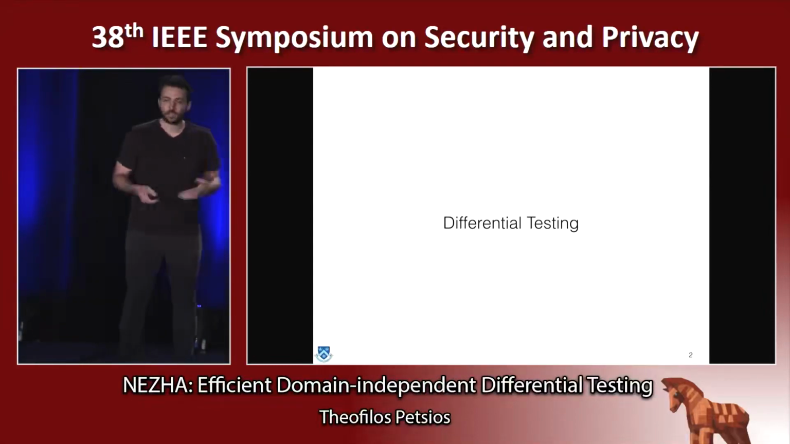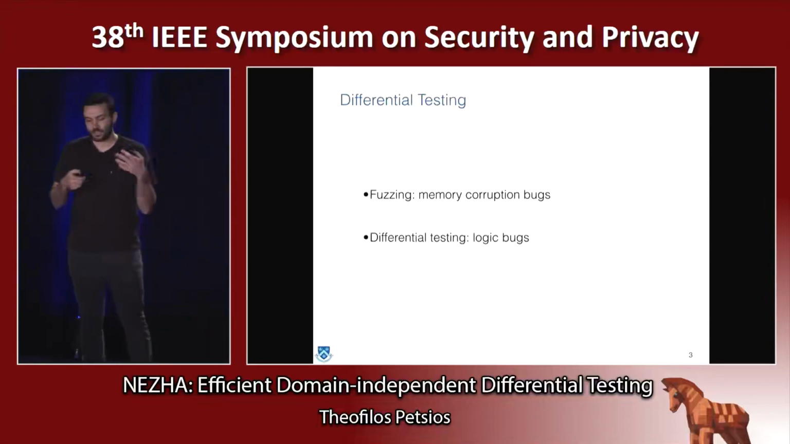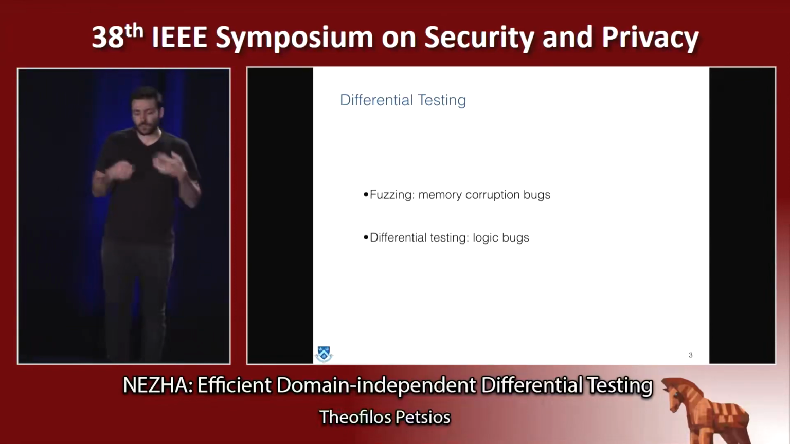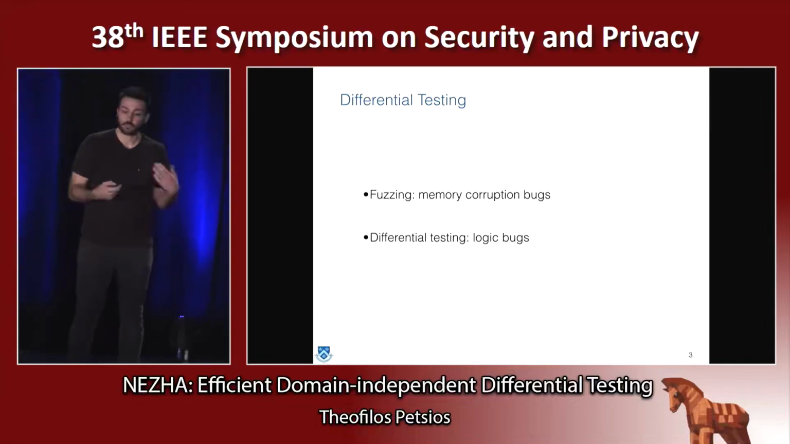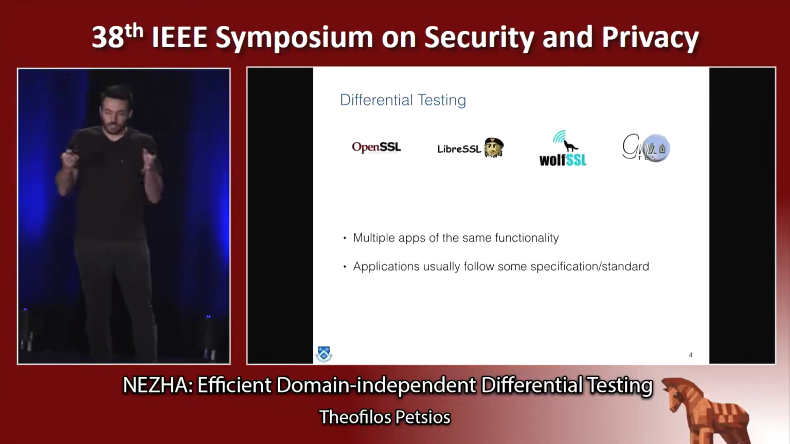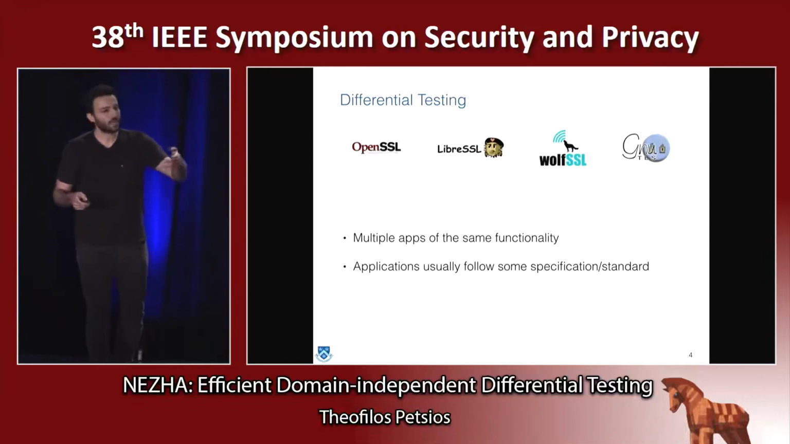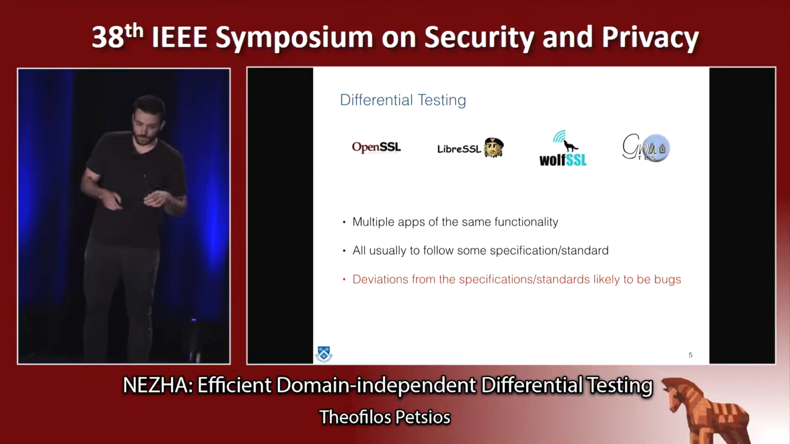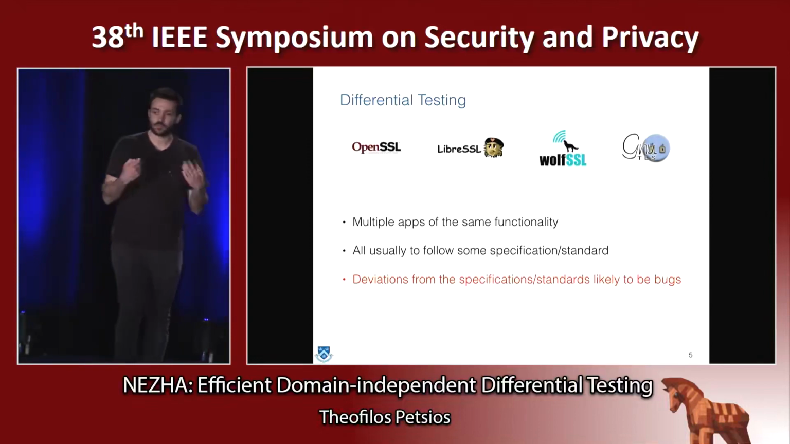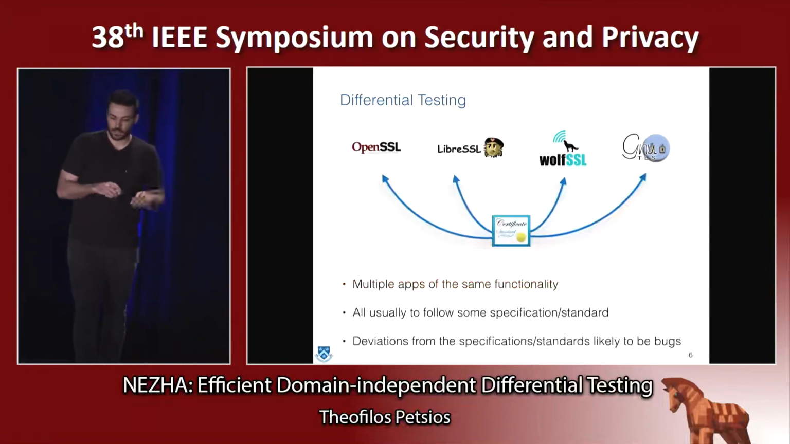So I guess most of the audience must be familiar with differential testing. It's a very well-known testing technique, and essentially, with differential testing, we mainly try to target logic bugs in a similar way to how fuzzing targets memory corruption bugs. For example, you might have a series of applications that perform the same functionality, such as different SSL libraries. These applications generally conform to the same standard or specification. So the intuition here is that if you observe some deviation from this specification or standard, that's likely to be a bug in one of the applications.